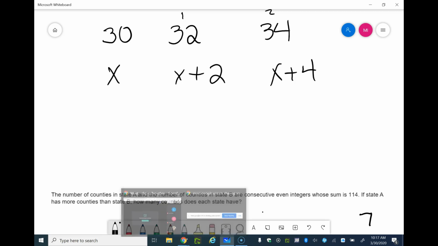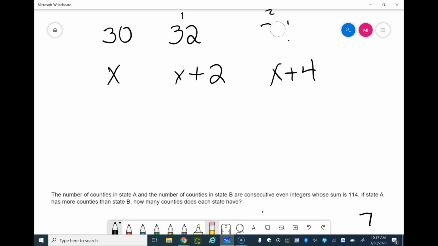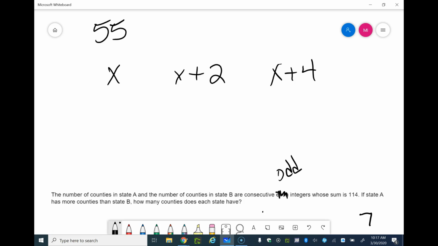The same thing goes if this word right here was now odd, consecutive odd integers. So let's just make up a random odd number. Let's do 55. If 55 is x, what will be the next consecutive odd integer? 57. So how do we get to 57? We took x and added how many to it? 2. The next consecutive odd integer will be 59. And how do we get that? We took x, which is 55, added 4 to it, and got 59. So this is the setup as far as x, x plus 2, x plus 4, and so forth.